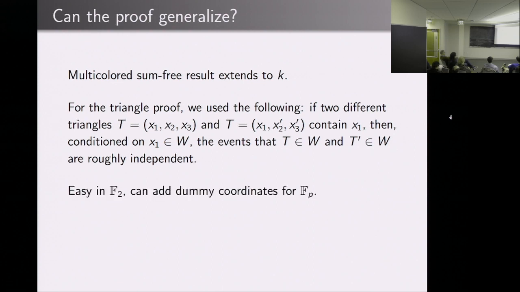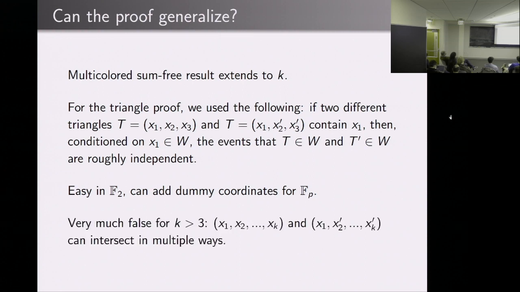As stated, this is true in F2 with the disjointness assumption, but you can add a few, I think it's p, dummy coordinates at the end, and then it becomes true in Fp. However, this fails in multiple ways if k is bigger than 3. The most obvious way is that you could have two k-cycles intersect only in x1, or in x1 and x2, and then their joint probability of being in W will not be independent.